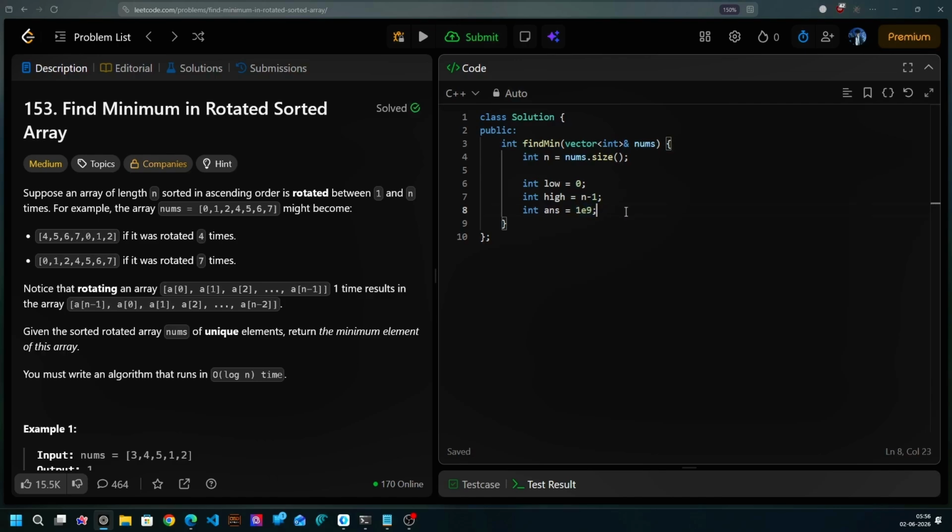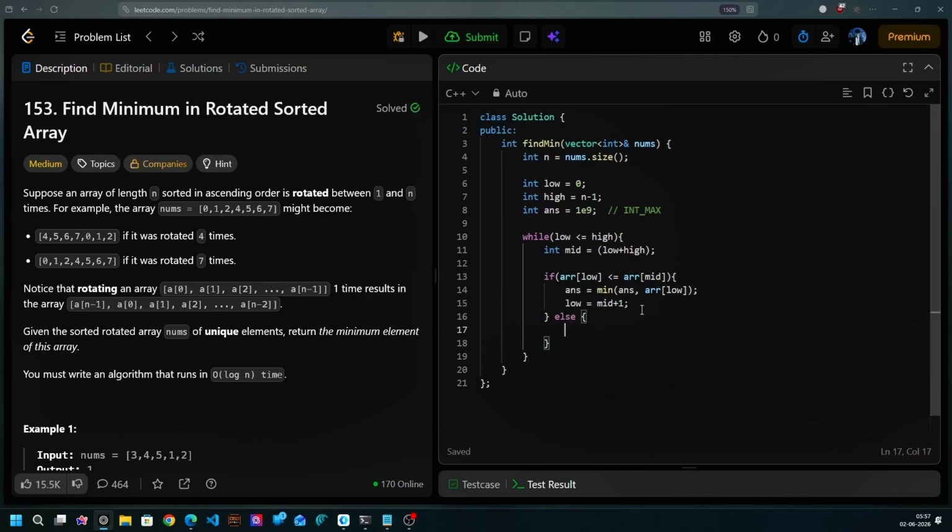So here you can also write INT_MAX. Okay, so whenever you are finding a minimum, always keep your answer or any other variable at INT_MAX, or when you are trying to find the max value, in that case you can keep INT_MIN. Now let's write our loop, then we will calculate our mid, then we will write a condition to check whether we are in the sorted portion or not. So this will check that if my low value is smaller than or equal to the mid value, that means we are in the sorted portion, right? So we will calculate our minimum and move to the right side, else again we will calculate our answer and move to the left side.